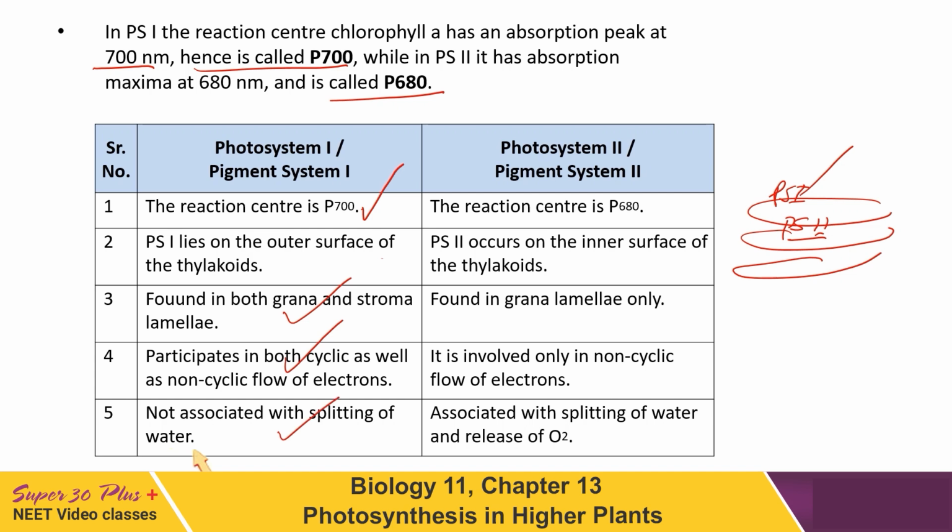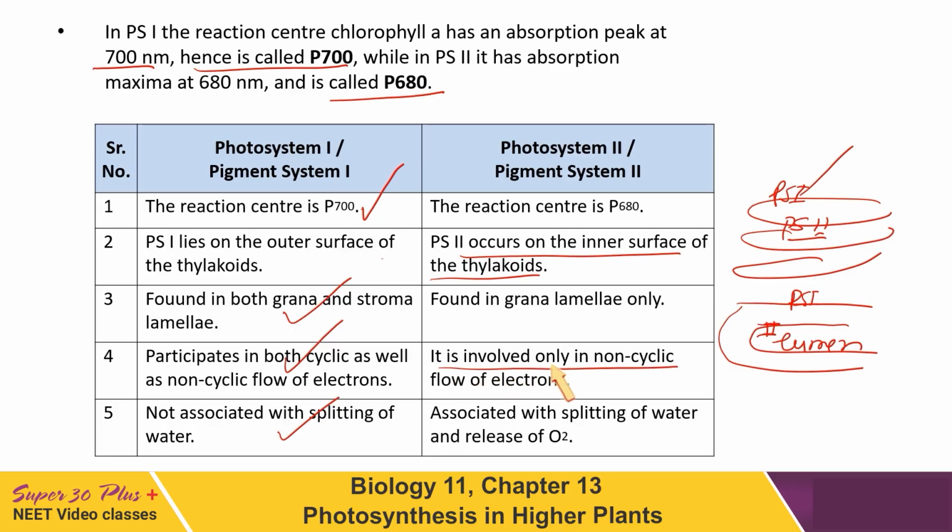Very important points here. Photosystem 2 occurs on the inner side of the thylakoid. Let this be the thylakoid, children. PS1 is present here. This is the lumen of the thylakoid, and PS2 is found on the inner side. It is involved only in a non-cyclic flow of electrons and is associated with the splitting of water.